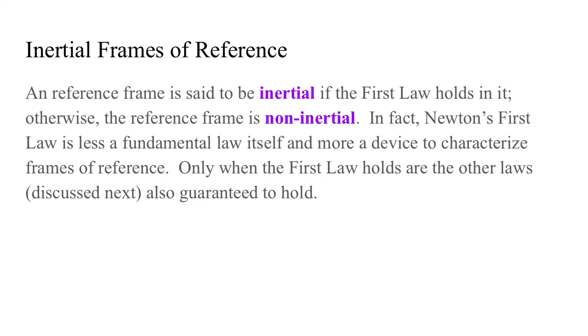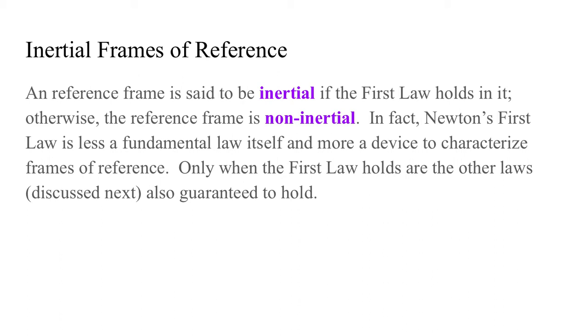Then we say the reference frame is said to be inertial if the first law holds in it. Otherwise, the reference frame is non-inertial. In fact, the first law is really less a fundamental law in and of itself. It's more a device to characterize frames of reference. Only when the first law holds are the other laws also guaranteed to hold. So it's a little weird to call it a law of motion. It really should say in an inertial reference frame, an object maintains constant velocity when it's isolated.